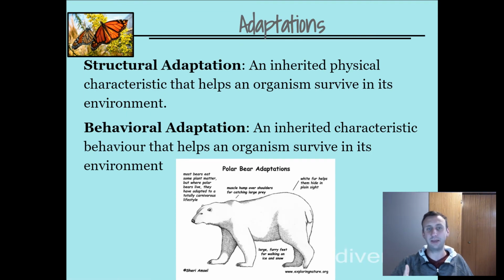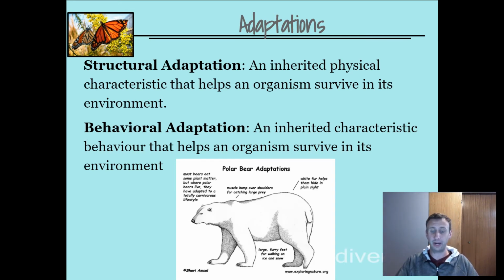There's two types of adaptations. There's structural adaptations, which is an inherited physical characteristic that helps an organism survive in its environment. And then we have behavioral adaptations. Behavioral adaptations are inherited characteristics that help an organism survive in its environment that are behavioral. So it's how they act, right? We kind of talked about that, for example, with the mating call, or possibly using different parts of a tree or whatever for birds. These are all behavioral adaptations.